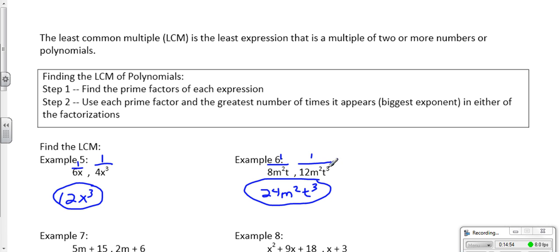So there ends lesson 9.4 part A. Next one we'll deal with more complicated looking denominators.